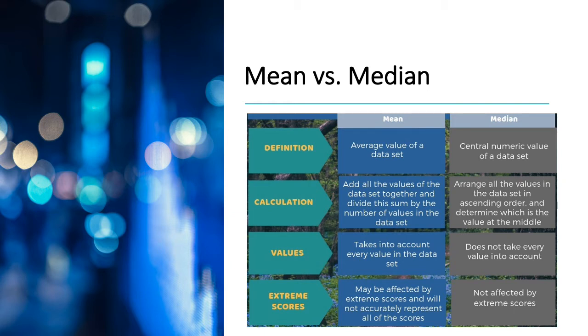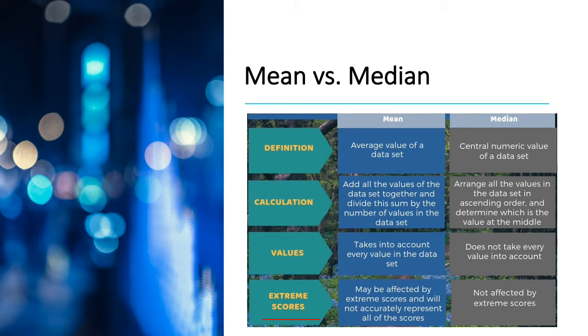So here's a little chart that defines the difference between the mean and median. First, in definition, the mean is the average value of the data set. The median is just the central numeric value of the data set. In terms of extreme scores, which is the important takeaway here, the mean may be affected by extreme scores and will not accurately represent all of the scores. However, the median is not affected by extreme scores.